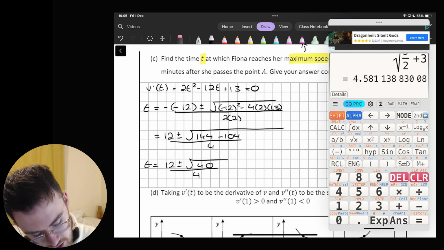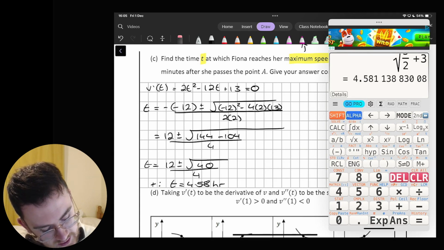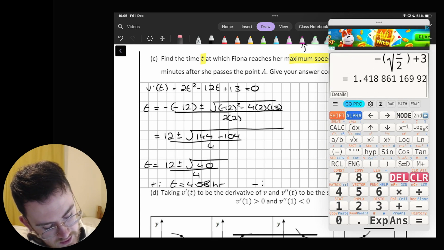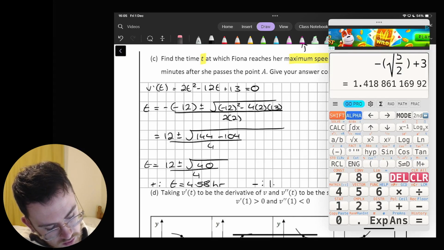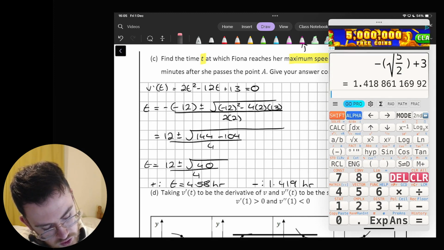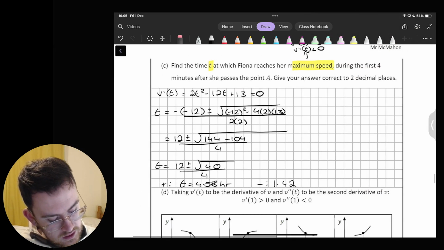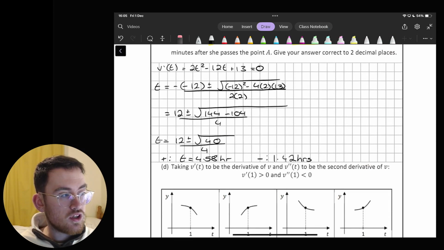Taking the positive version here, I get t equals 4.58. And then taking the negative option, changing my sign here to a negative, I get t is equal to 1.419, or 1.42 if we're matching up to 2 decimal places, as was requested in the question. So we have 2 answers: 4.58 and 1.42.